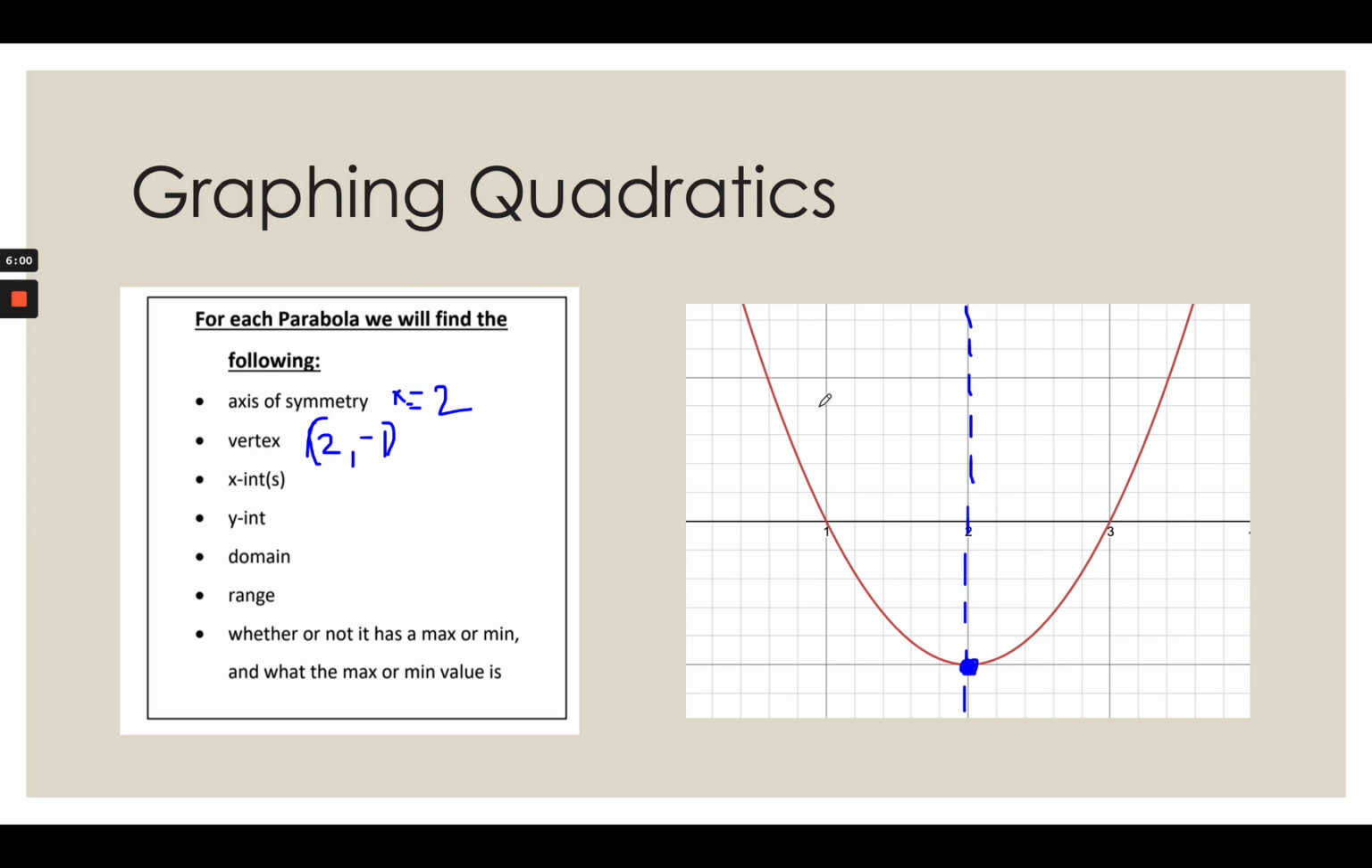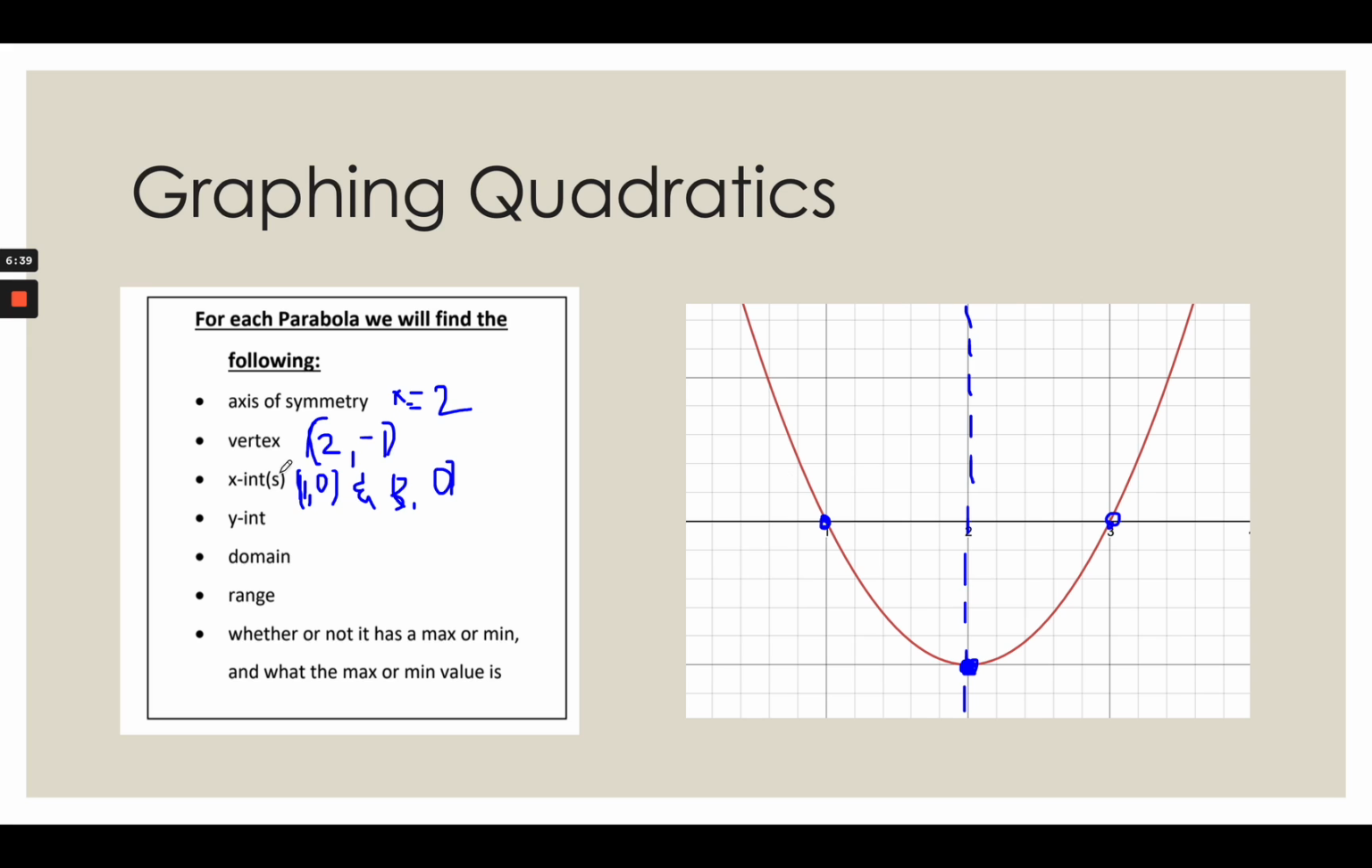Okay, our x-intercepts. Remember, intercept is where we cross the axis, okay? So here's my x-axis, and I hit it right here and right here. So there's actually 2 x-intercepts. So this one would be 1, 0 for our x-intercept. And then this one would be 3, 0. Because remember, x-intercept, that's where our parabola hits the x-axis.